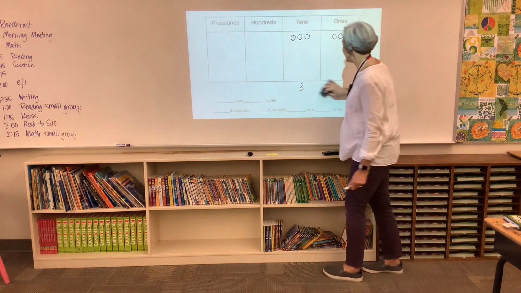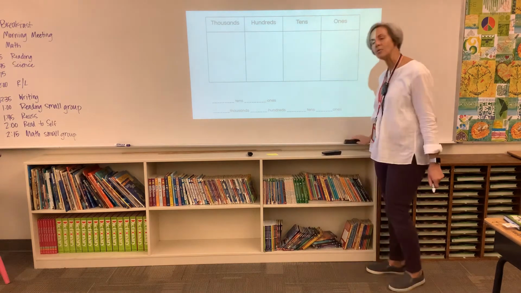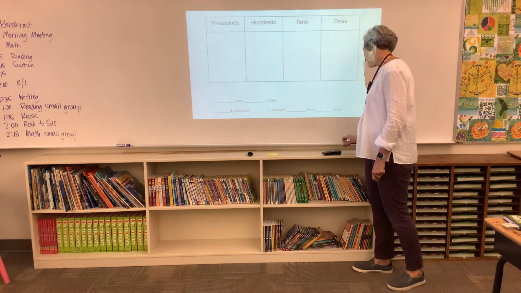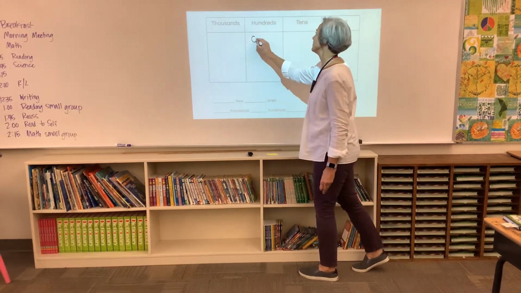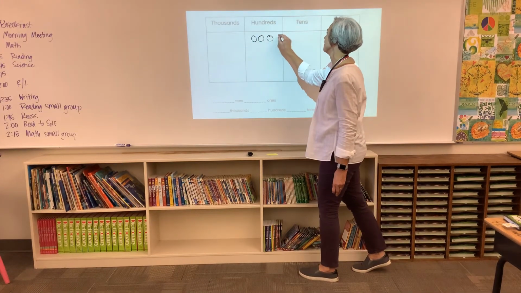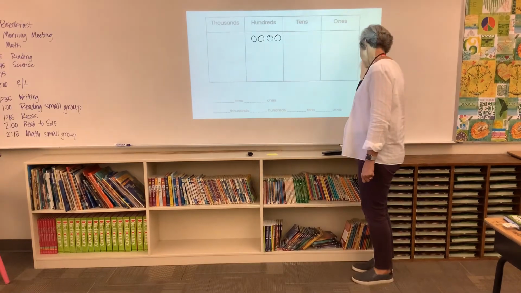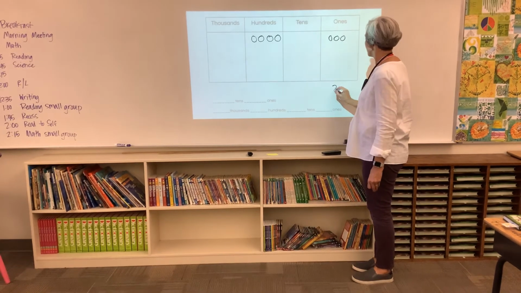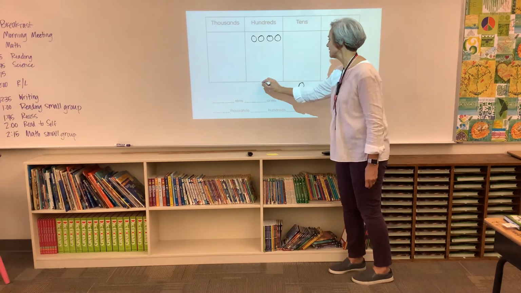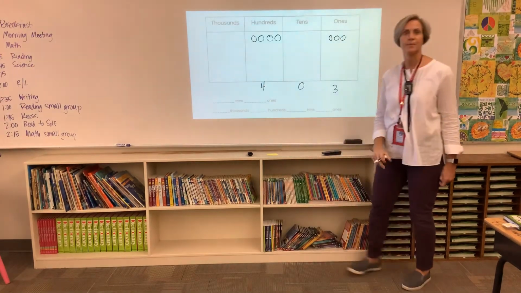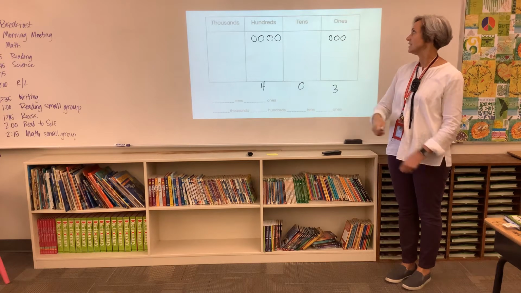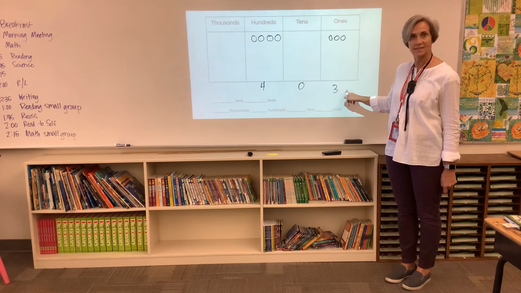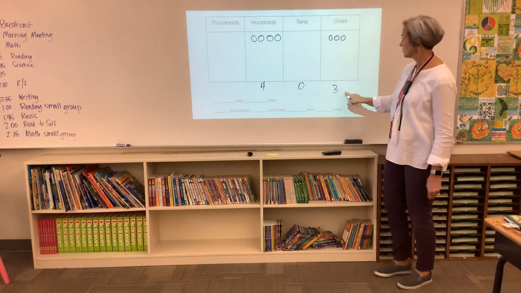All right, erase, try another one. Remember always that you can pause when you need to if you need to redo something. Let's go this time with 4 hundreds and 3 ones, no tens. Unit form, 4 hundreds and 3 ones. 4 hundreds, 3 ones.